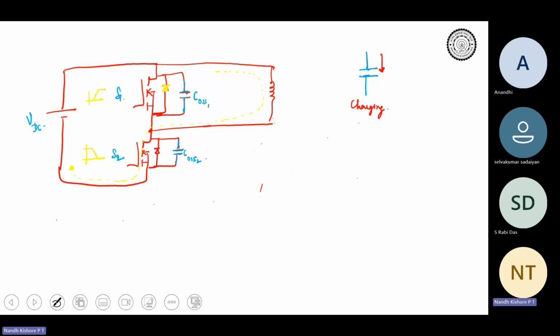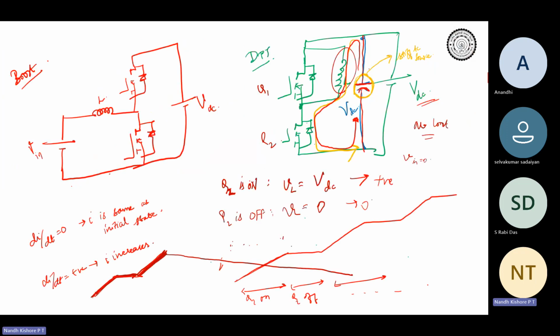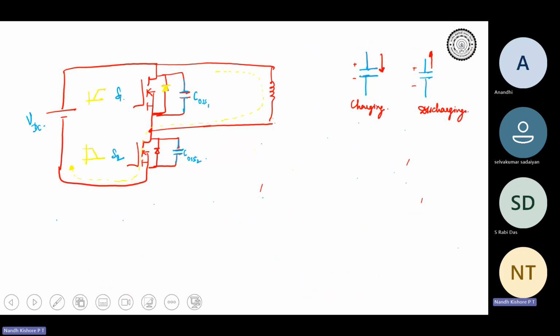Okay. And if the capacitance is discharging, then we are taking out charge. So if the capacitance is discharging, we are taking out charge, and therefore the direction is like this.